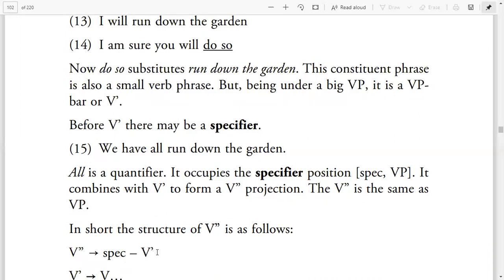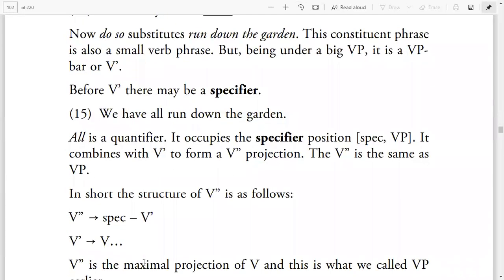And V bar, as we saw above, is a small phrase which comes under a big phrase. So overall we have the verb phrase in this form, and the verb phrase or V double apostrophe has these things, right? This is the maximal projection, and under this we have the specifier and V bar as well. V bar, as we already know, comes under a big phrase, or under the verb phrase, right?